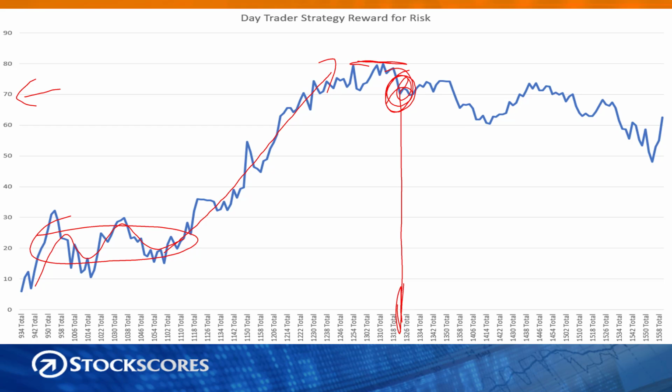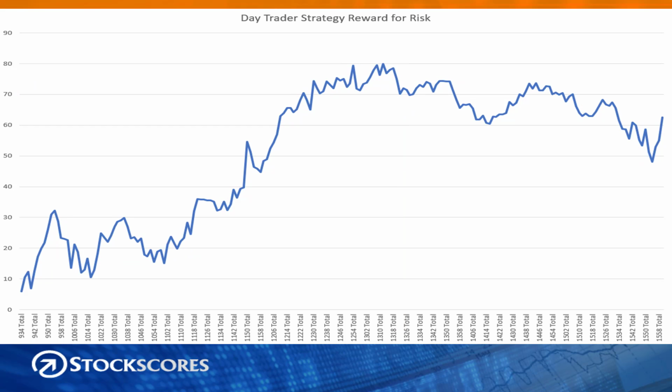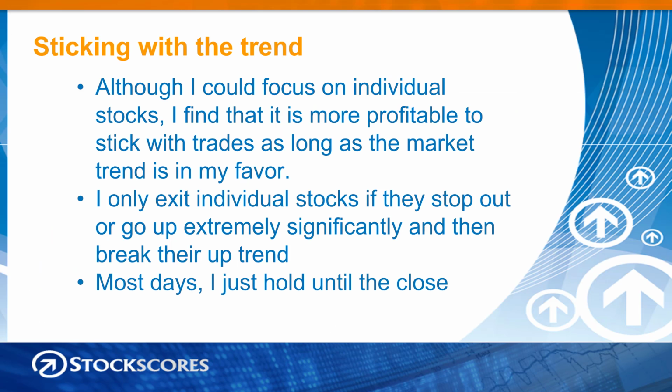Now look what happened to the total reward for risk after that happened. It started to move lower. And this just demonstrates the importance of watching that market chart with your day trades. You don't have to sit in front of the screen all day. If you have a mobile phone, you can pull it out, take a look. If the market trend is broken, and I like to use the 13-minute chart for my trend, then just exit everything. So sticking with the trend, although I could focus on individual stocks, I actually find it is more profitable to stick with all of my trades as long as the market trend is in my favor.